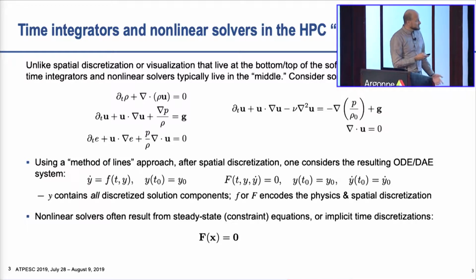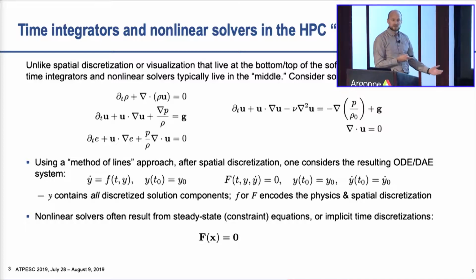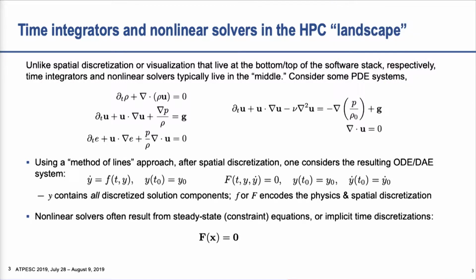This one on the right, notice that the unknowns here are U and P. We don't see a P down here. There's no dP/dt. And so this is what's called a differential algebraic equation. We have an evolution equation for the velocity field, but the pressure has to be solved for as a constraint.